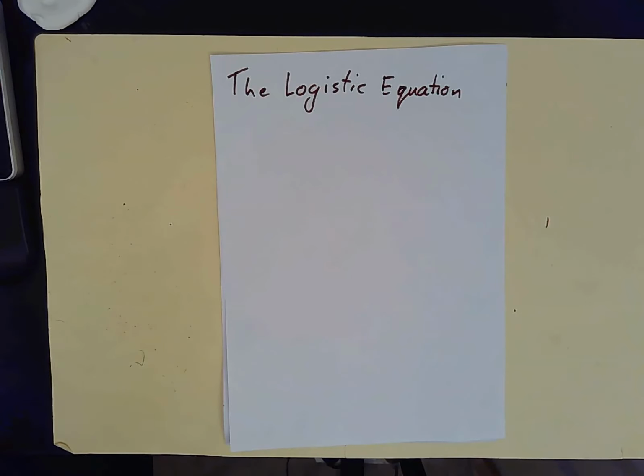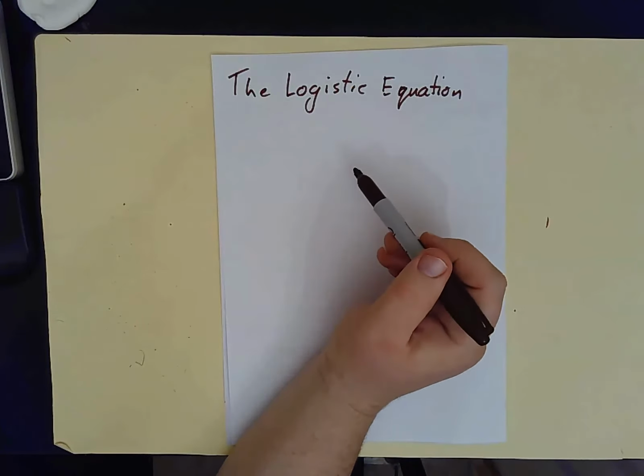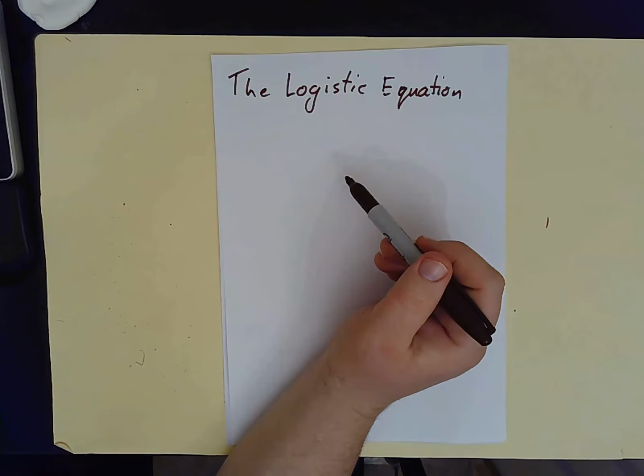All right, so what we're going to look at today is a particular example of a differential equation. Now, this one is a particularly important one, and this is the logistic equation, or the logistic differential equation. So what we're looking at here is how organisms might grow, how they might expand in a habitat.